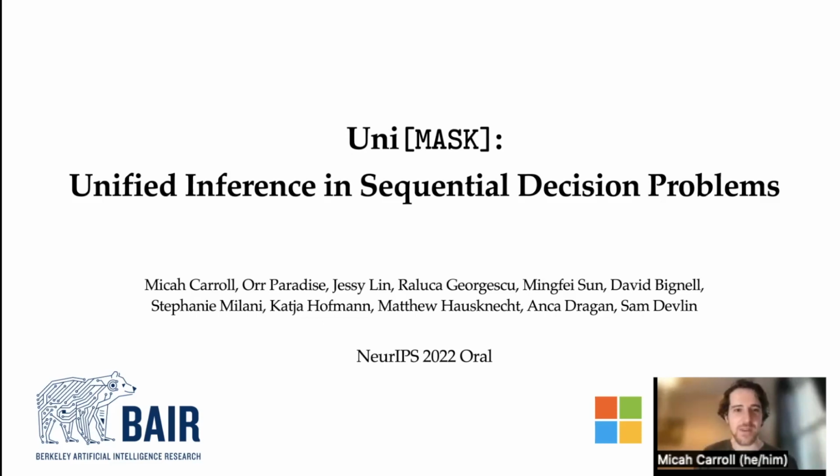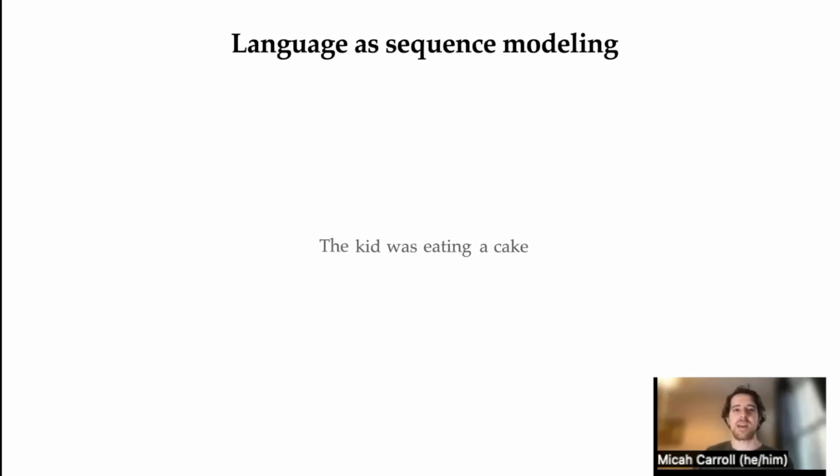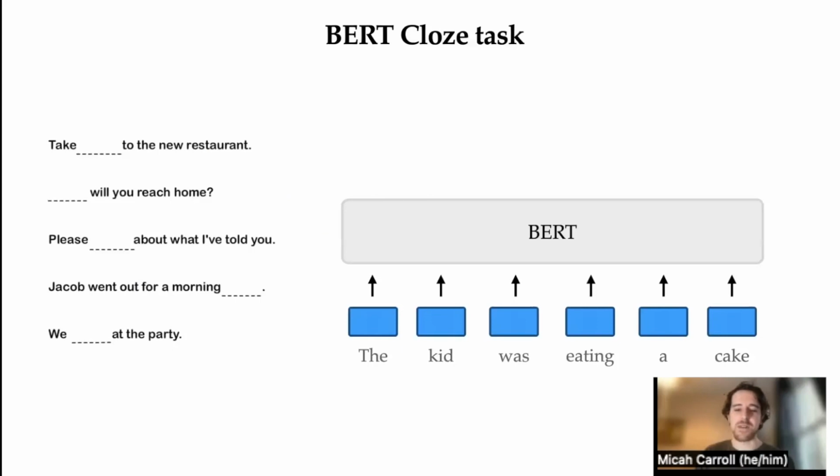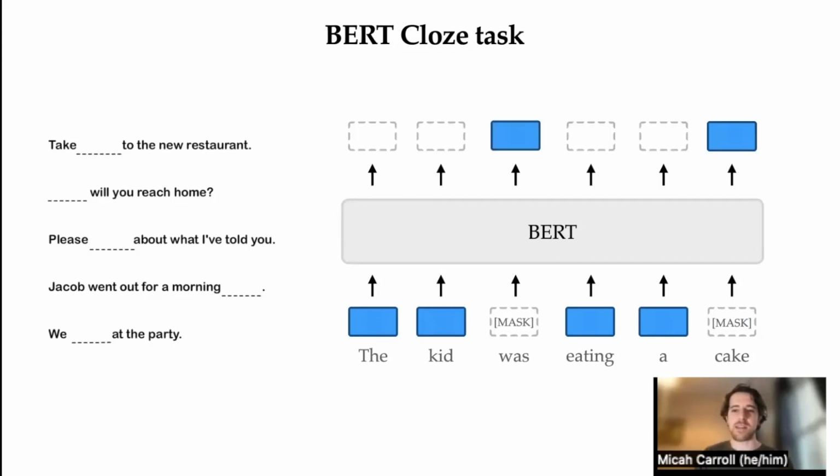So basically, we've all seen how treating language as a sequence modeling problem has been very successful in NLP. What does that mean? Well, basically splitting language into different tokens that we then pass into large language models. And then we have these language models try to predict potentially missing inputs, as in BERT. So this is the cloze task in BERT, which is one of the important language models of recent years.